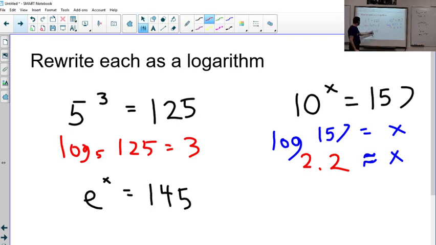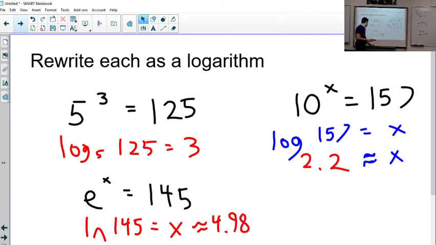Now, this last one, e to the x equals 145. So again, I want to know what x is. There's no way to solve that equation without using a logarithm. So we can rewrite this and say that the natural log, because that is log base e, of this number 145 equals x. And so once again, we're wondering what exponent can I write so that when I take e to that power, I get 145. And so I can type in the natural log of 145, and I get 4.976. So 4.98. So about 5. That's the exponent that I would raise e to and get 145.